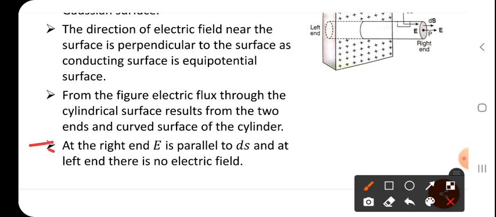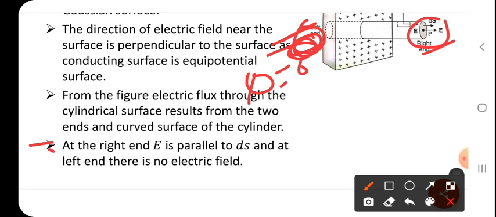At the right end, E is parallel to ds, and at the left end there is no field. On the back side no charges are present, so that is why the left side charges are 0, so flux is also 0. But at the right end charges are present, because charges are present on this side only.